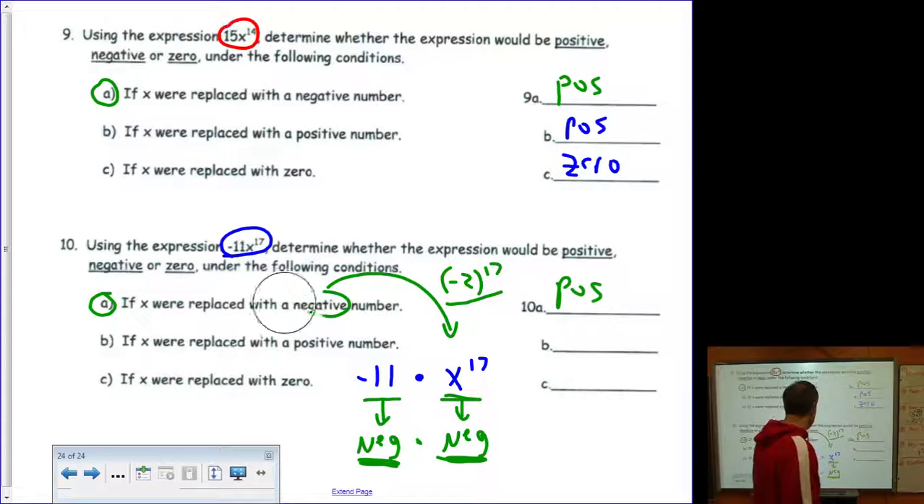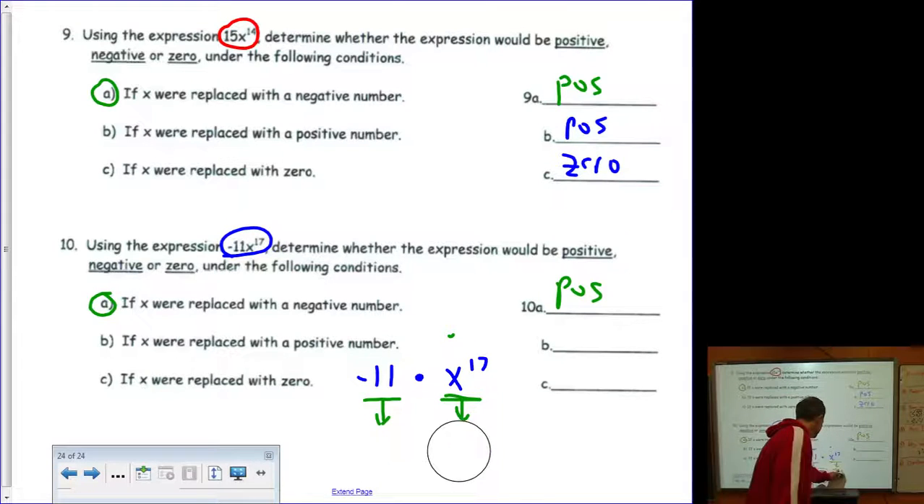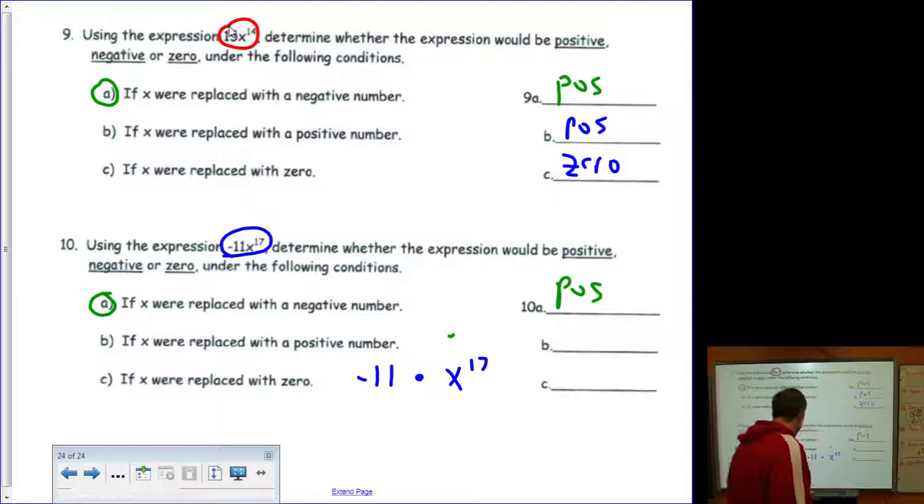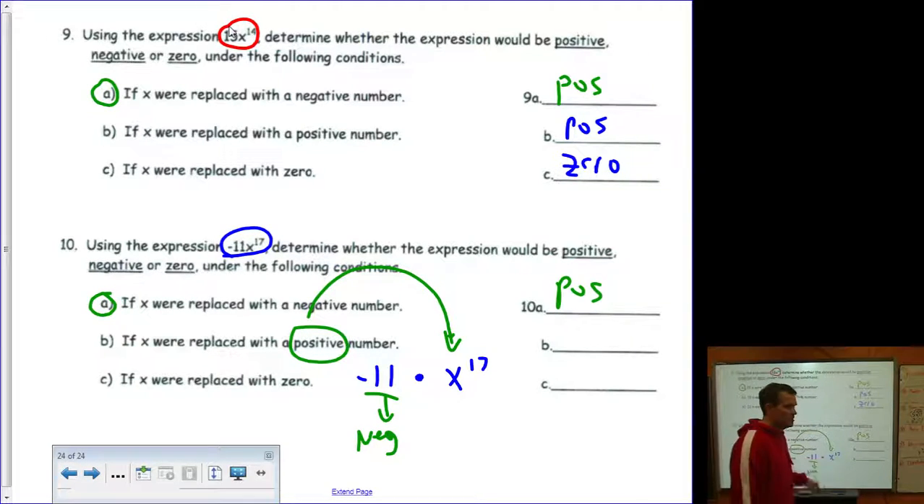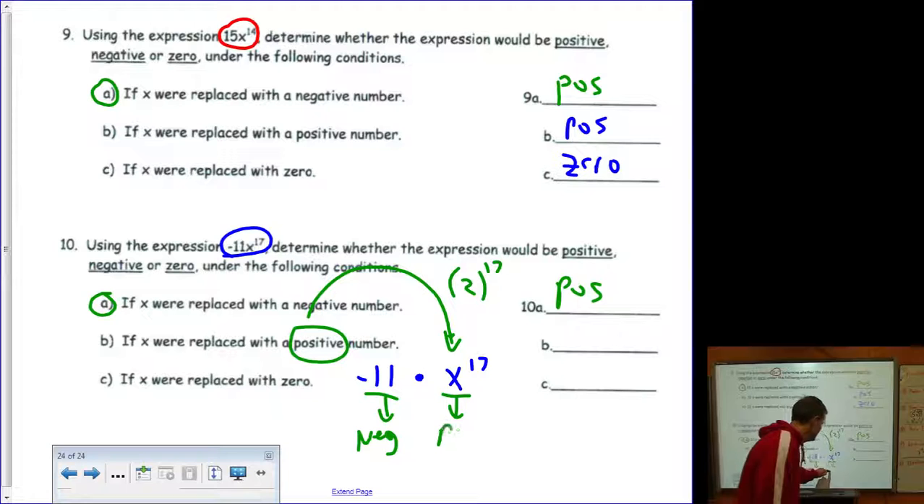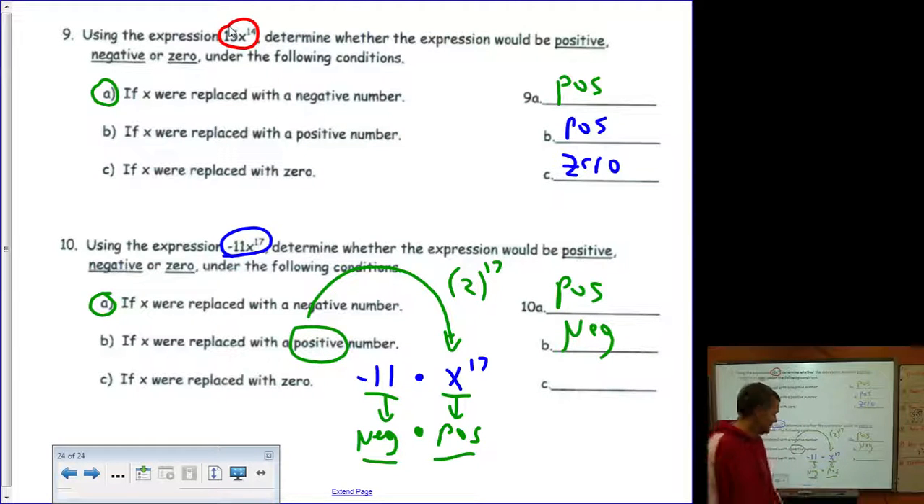All right, let's try putting a positive number in for x. So the negative 11, still negative, but as we all know, when you put a positive number to any exponent, positive numbers stay positive. So a positive number like 2 to the 17th power is still going to be positive. This x to the 17th, when x is a positive number, would be a positive result. But now you've got this negative 11 times this positive, and a negative times a positive is negative. The final result ends up negative.